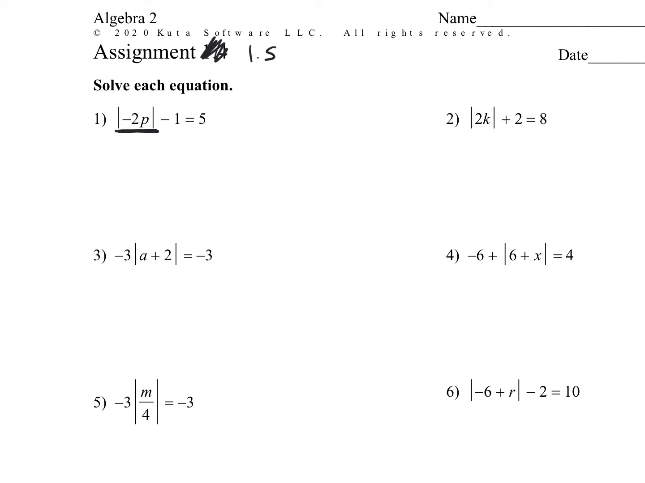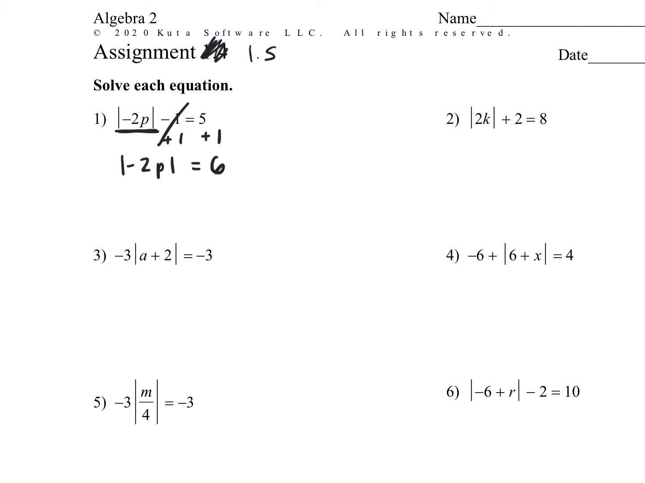So I have to move that -1 to the other side. How can I do that? Add 1. So now I have the absolute value of -2p is equal to, what's 5 plus 1? 6. Now what do I have to do to drop those absolute value signs? Anybody remember from the video? No. That's going to be my next step after I get rid of the absolute values.